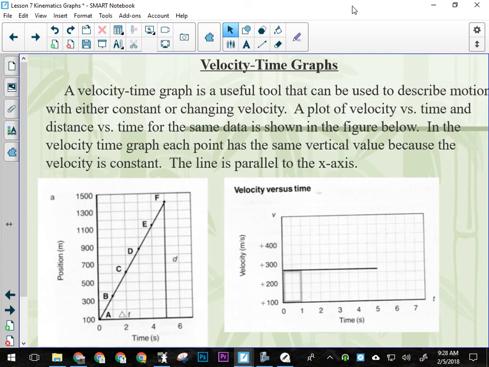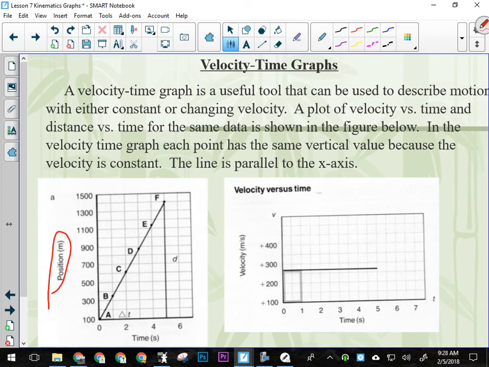This on the left is the position versus time graph. And according to this position versus time graph, the object is traveling at a constant velocity because its position is changing by the same amount every second. Well, this graph is showing exactly the same thing. It's showing that the velocity is not changing. It's showing an object traveling at a constant velocity of 260 meters per second or so. Somewhere in there. They don't look much alike, but they are showing exactly the same thing.